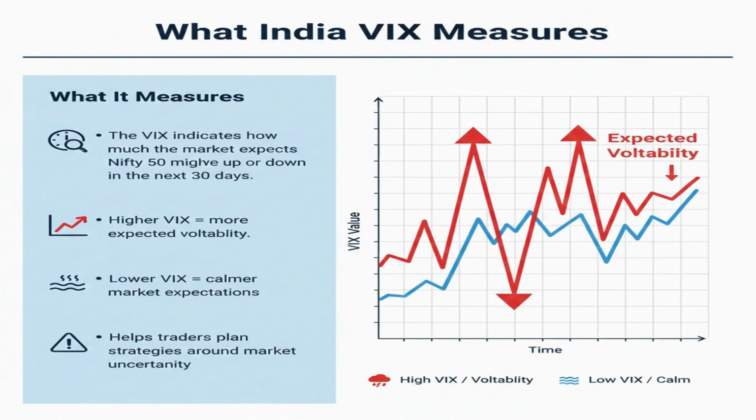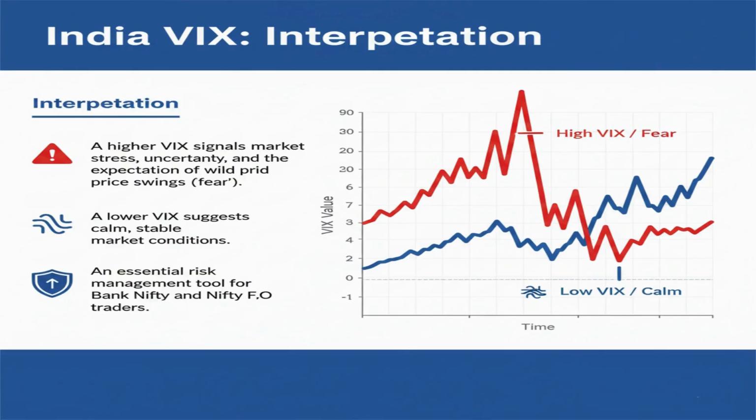Interpretation: a higher VIX signals market stress, uncertainty, and the expectation of wild price swings. Fear. A lower VIX suggests calm, stable market conditions. It is an essential risk management tool for Bank Nifty and Nifty F&O traders.